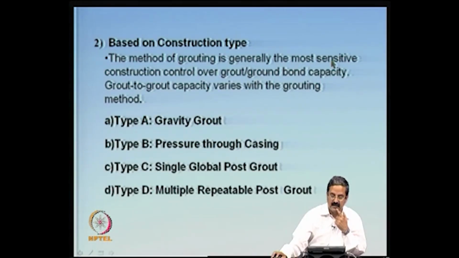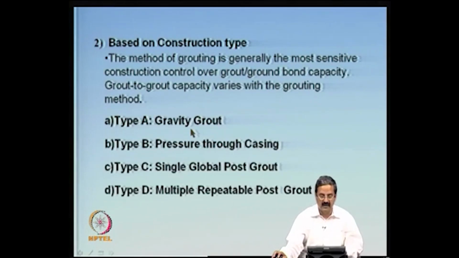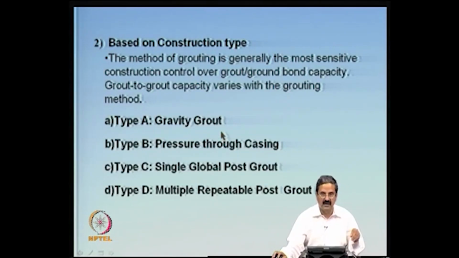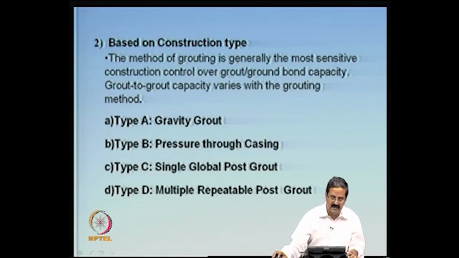The method of grouting is generally very sensitive to construction control, and the ground bond capacity should be very good, and the grout-to-grout resistance depends on the grouting method. So, you can have a gravity grout, where the grout is a cement plus sand mix, like cement 1:4. The water content could be a little high so that it has flowable properties. You can also have pressure through casing, then single global post grout, and multiple repeatable post grout. You will see what this grouting is.